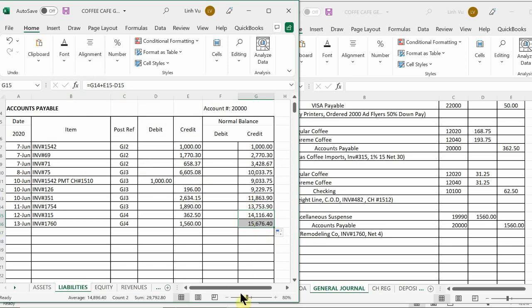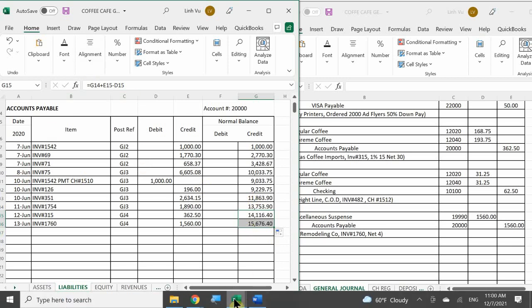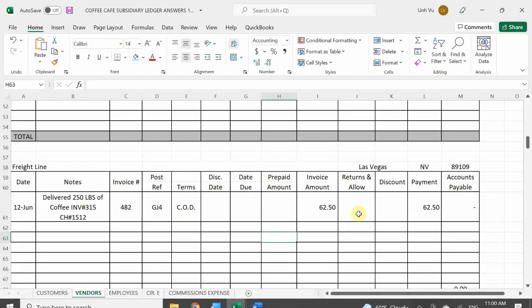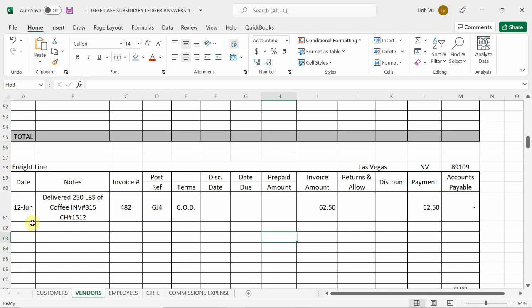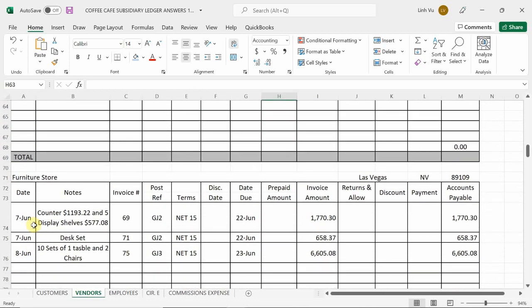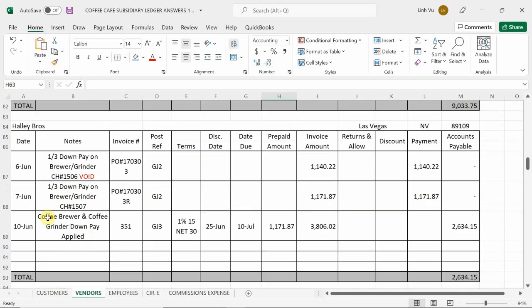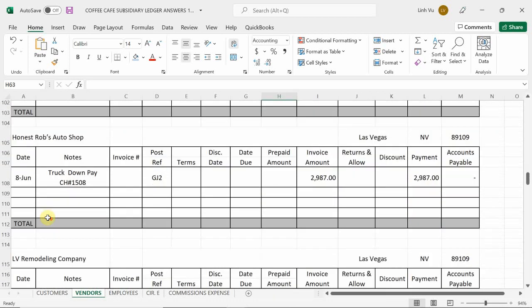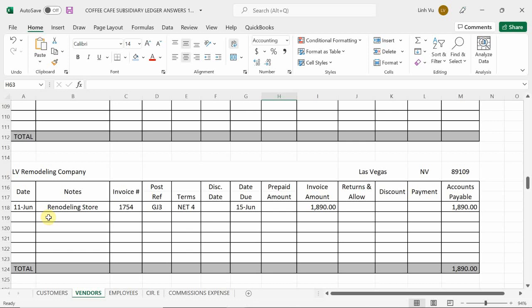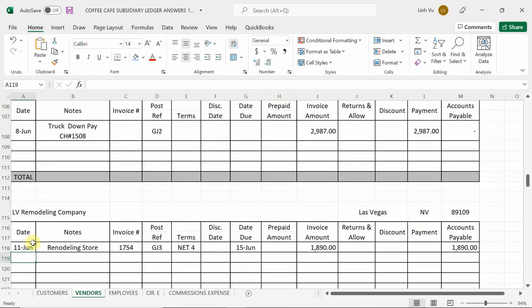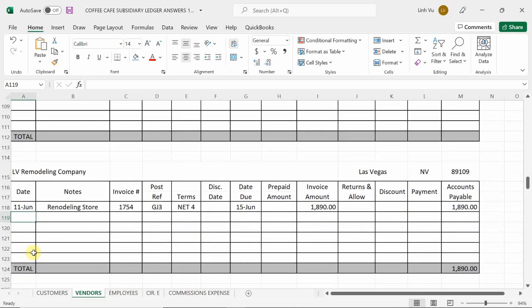So of course, since we owe LV Remodeling more money, we need to update my subsidiary ledger account saying that I actually owe LV Remodeling more money. Now, these due dates give us some breathing time to make sure that we can pay for everything on time.